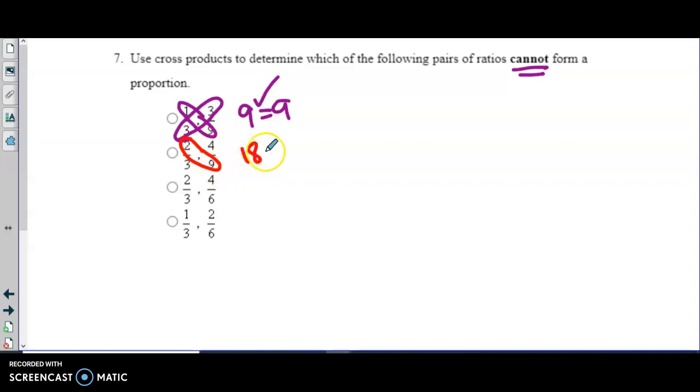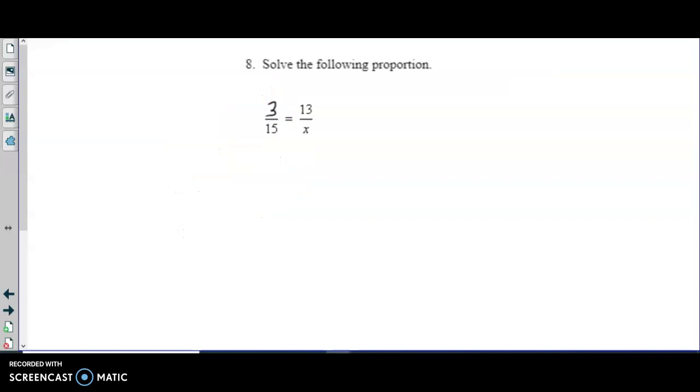2 times 9 is 18. 3 times 4 is 12. Wah, wah, wah. That does not work. That is not a proportion. You could check the rest just for good measure. 2 times 6 is 12. 3 times 4 is 12. That works. 1 times 6 is 6. 2 times 3 is 6. So you can see that the one that's not a proportion is the red one because it does not equal when you cross multiply.